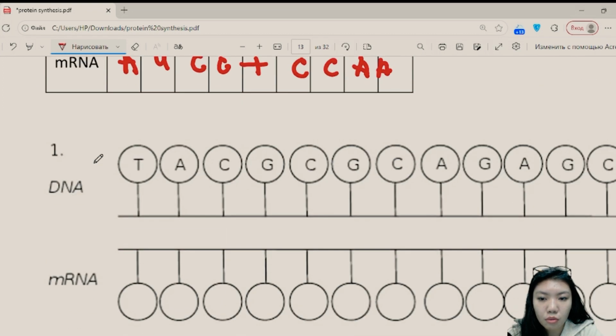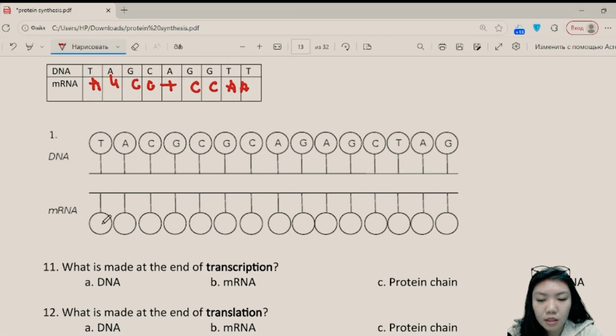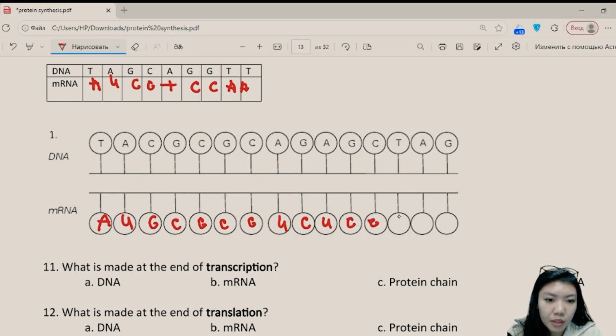Okay, next one. Here is also a DNA strand. Here will be adenine complementary with uracil, cytosine guanine, guanine cytosine, cytosine guanine, and guanine cytosine. Here also guanine, and here adenine with uracil, guanine with cytosine, adenine with uracil, guanine with cytosine, cytosine with guanine. Here thymine with adenine, adenine with uracil, guanine with cytosine.